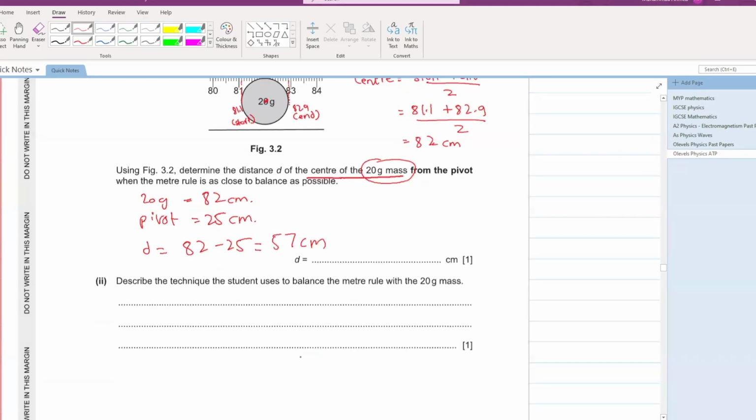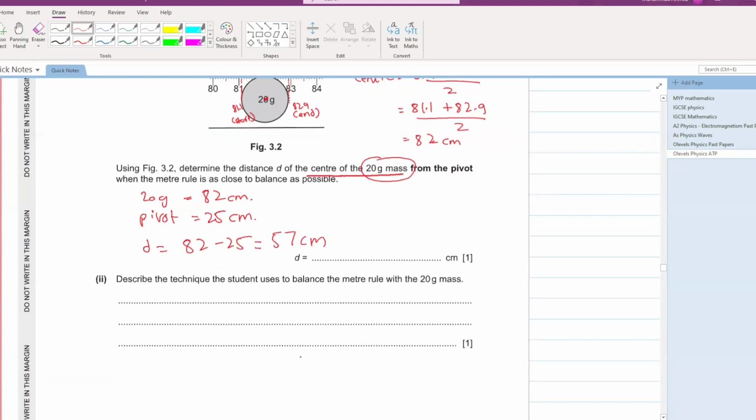Let's further move ahead. Describe the technique the student uses to balance the meter rule with the 20 gram mass. What technique will the student use? This is very easy. You will move the 20 gram mass backwards and forwards slowly along the rule until the rule is balanced. You can write it here.